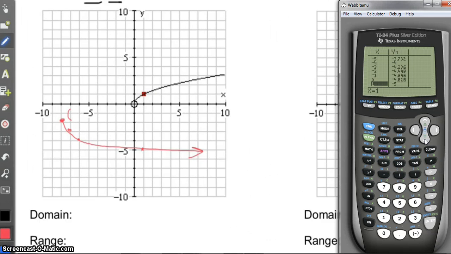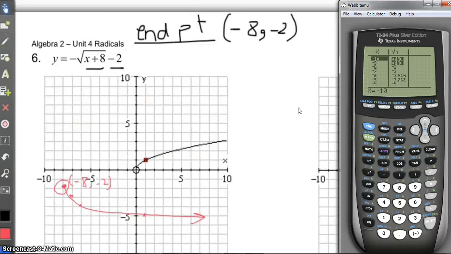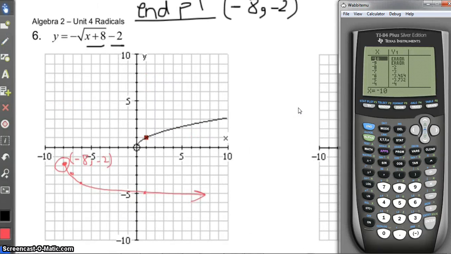So endpoint, always remember to write the number on it, so it would help you with your domain and range. So always the endpoint is very important. -8, -2. You can tell it from the calculator, it's the first point that makes sense after the error, or you can tell it from your equation. You can do both ways.